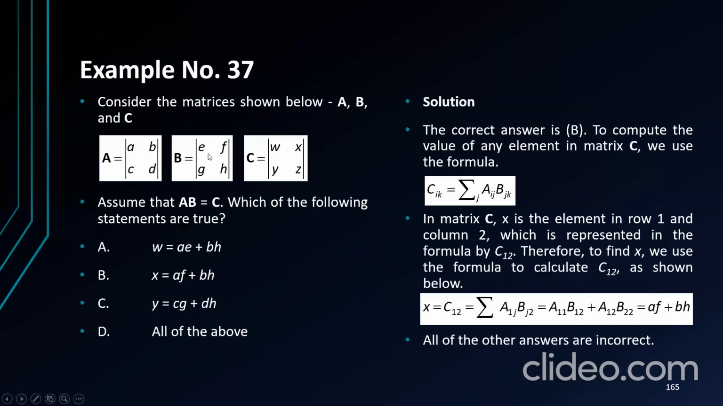So example number 37. Mahaba itong matrix. Consider the matrices shown A, B, and C. So A is A, B, C, D. B is equal to E, F, G, H. C is equal to W, X, Y, Z. Assume AB is equal to C. Which of the following statements are true? So yan. W is equal to AE plus BG. X is equal to AF plus BH. Y, letter C, CG plus D, all of the above.